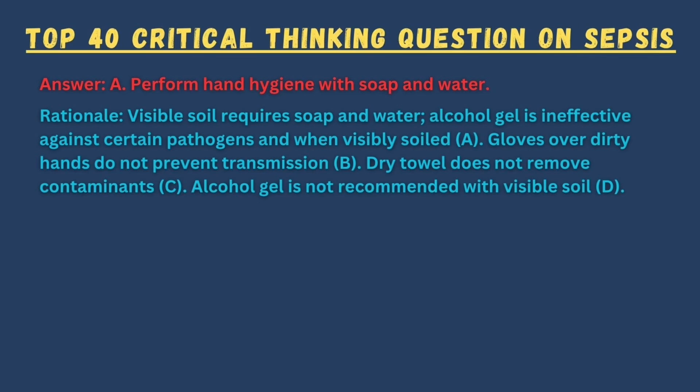Rationale. Visible soil requires soap and water. Alcohol gel is ineffective against certain pathogens, and when visibly soiled. A. Gloves over dirty hands do not prevent transmission. B. Dry towel does not remove contaminants. C. Alcohol gel is not recommended with visible soil.